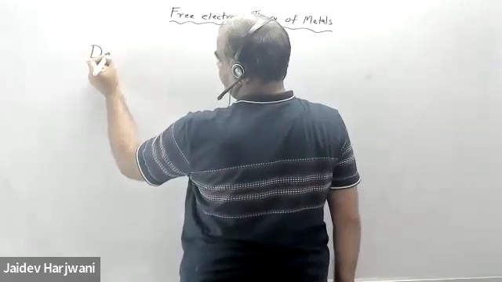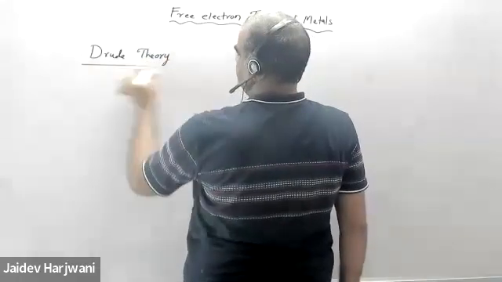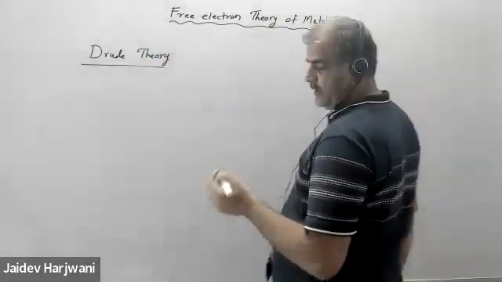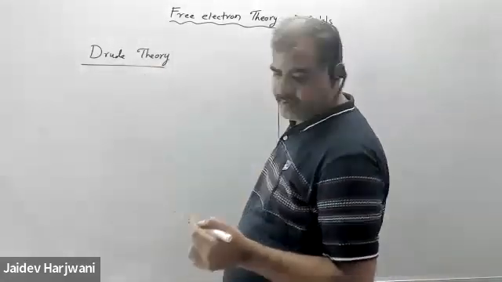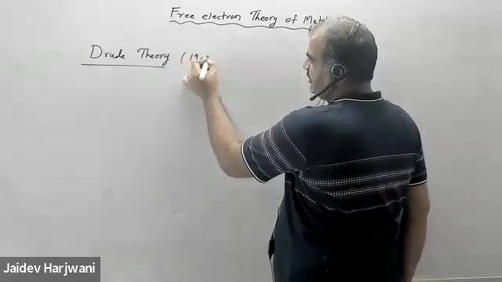Drude theory. The electron was discovered in 1900, and Drude gave this free electron theory in 1903, three years after the discovery of the electron.